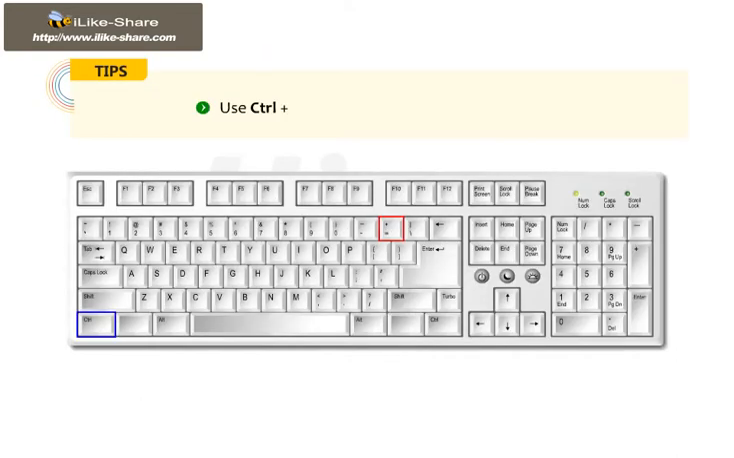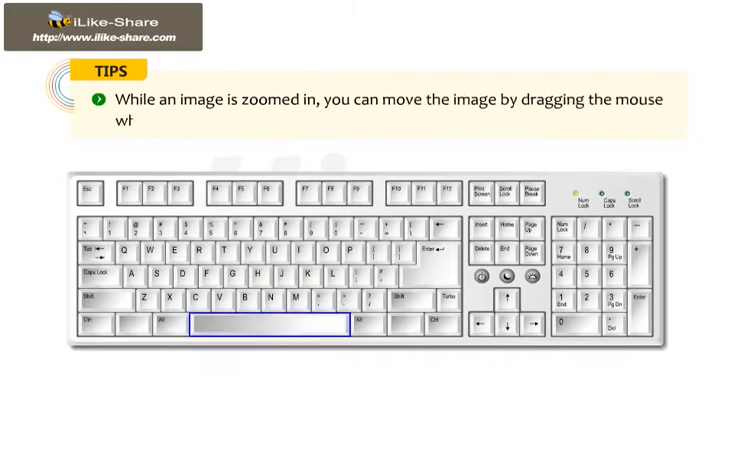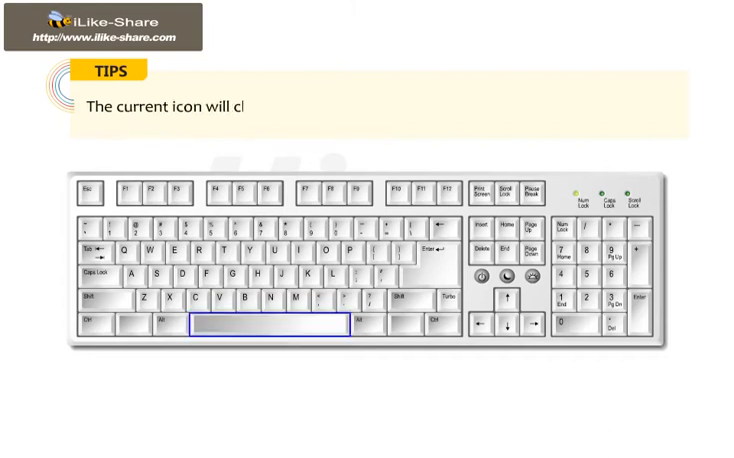Let me give you a tip. Use Ctrl+ to zoom in and Ctrl- to zoom out. While an image is zoomed in, you can move the image by dragging the mouse while holding down the spacebar key. The current icon will change to hand tool till the spacebar key remains pressed.